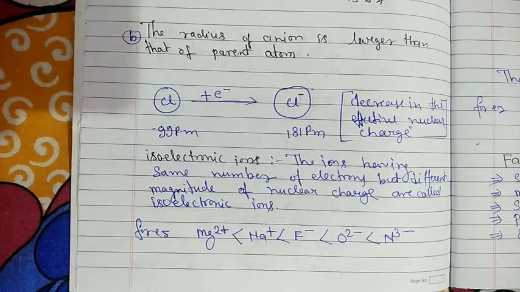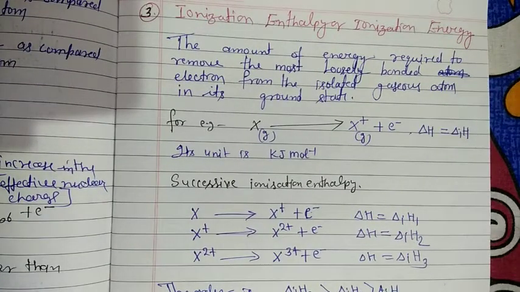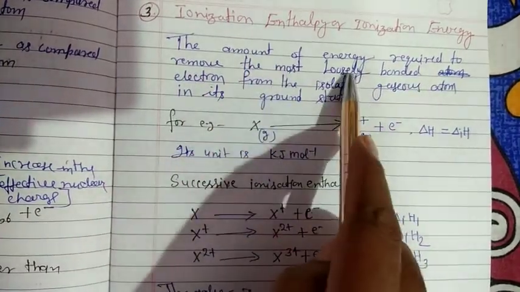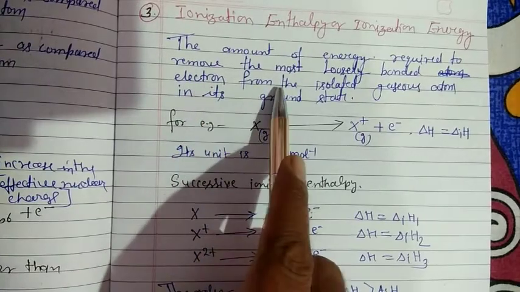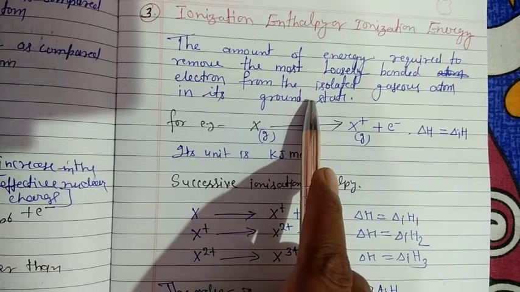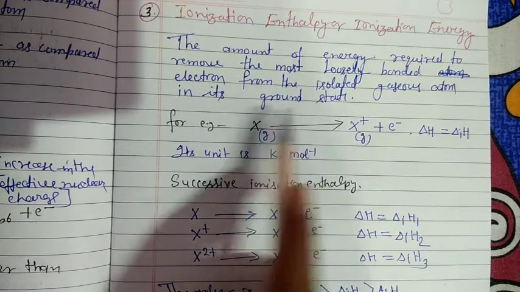Okay, students, and next point, let us talk about ionization enthalpy or ionization energy. It is a very important point in our periodic table. What is ionization enthalpy? The amount of energy required to remove the most loosely bonded electron from an isolated gaseous atom in its ground state is called ionization enthalpy or ionization energy.